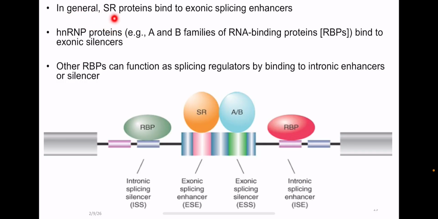So realize in general SR proteins bind to exonic splicing enhancers. SR is actually two amino acids. S is serine, R is arginine.